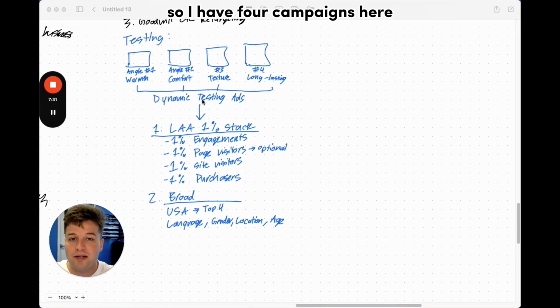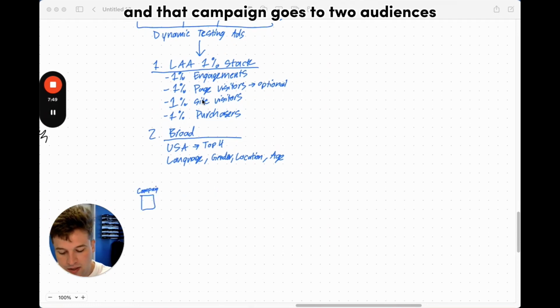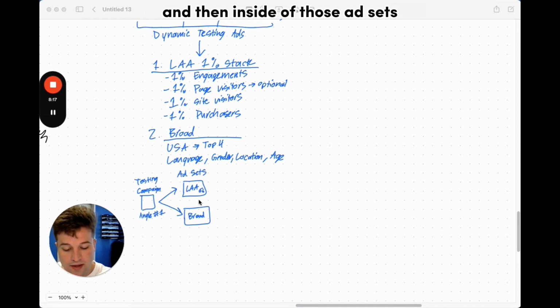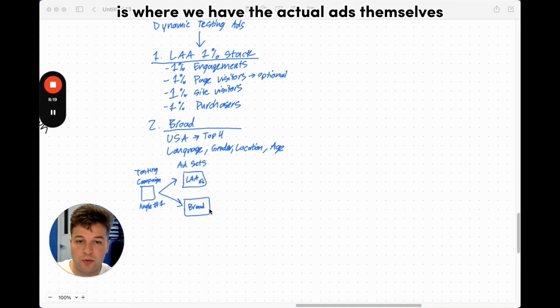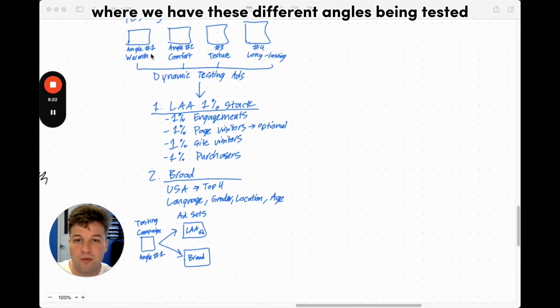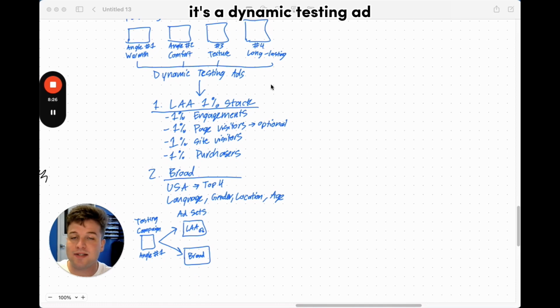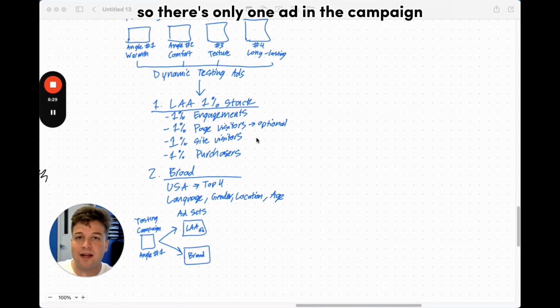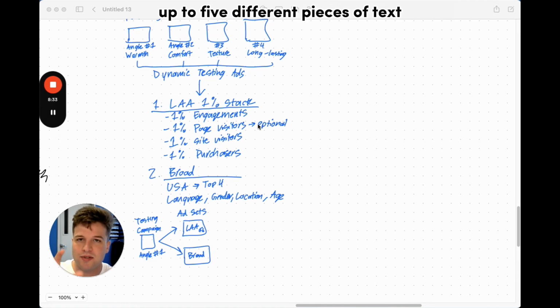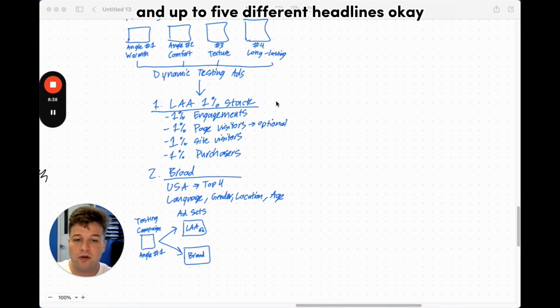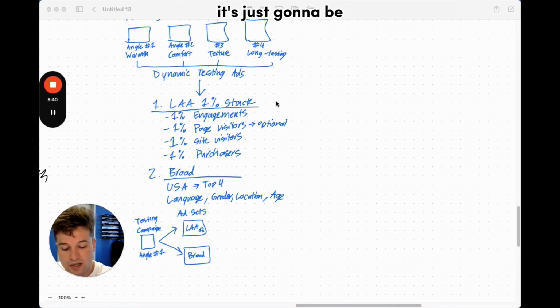So I have 4 campaigns here, and they look like this. And that campaign goes to 2 audiences, and those audiences are the ad sets. And then inside of those ad sets is where we have the actual ads themselves, where we have these different angles being tested. And you remember it's a dynamic testing ad. So there's only one ad in the campaign, but we can have up to 10 different images, up to 5 different pieces of text, up to 5 different call to action buttons, and up to 5 different headlines. Okay?